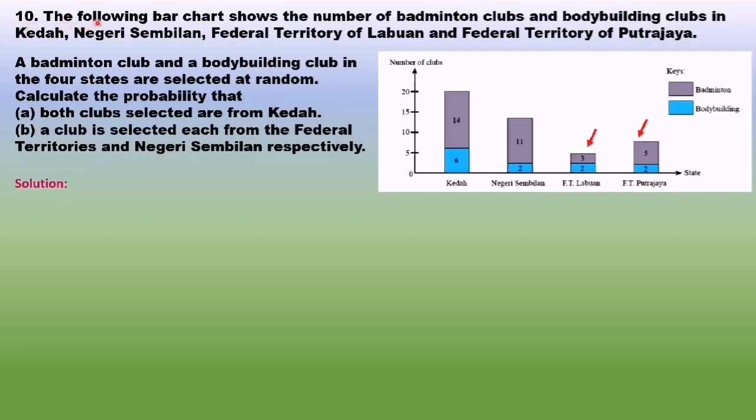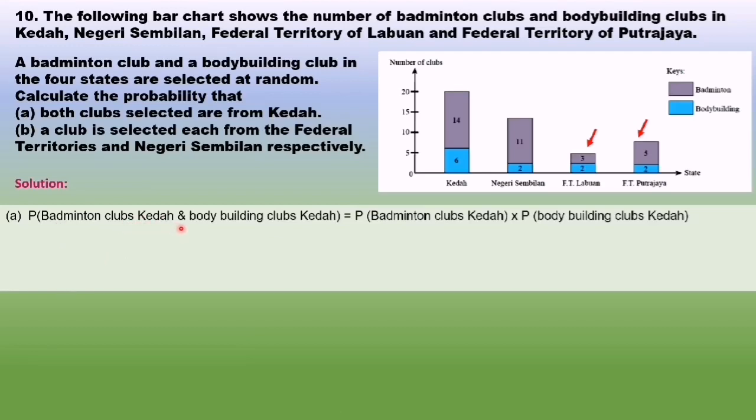Question number 10. The following bar chart shows the number of badminton clubs and bodybuilding clubs in Kedah, Negeri Sembilan, Federal Territory of Labuan and Territory of Putrajaya. A badminton club and a bodybuilding club in the 4 states are selected at random. Calculate the probability that A, both clubs selected are from Kedah.